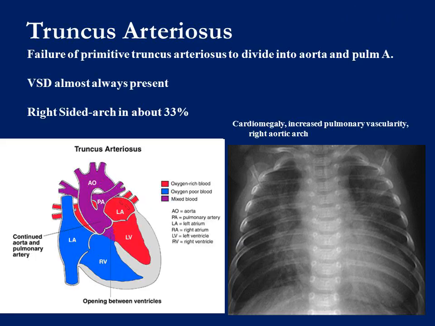54. Truncus arteriosus. Failure of the primitive truncus arteriosus to divide into aorta and pulmonary artery. VSD almost always present. Right-sided arch in about 33%. Cardiomegaly, increased pulmonary vascularity, right aortic arch.